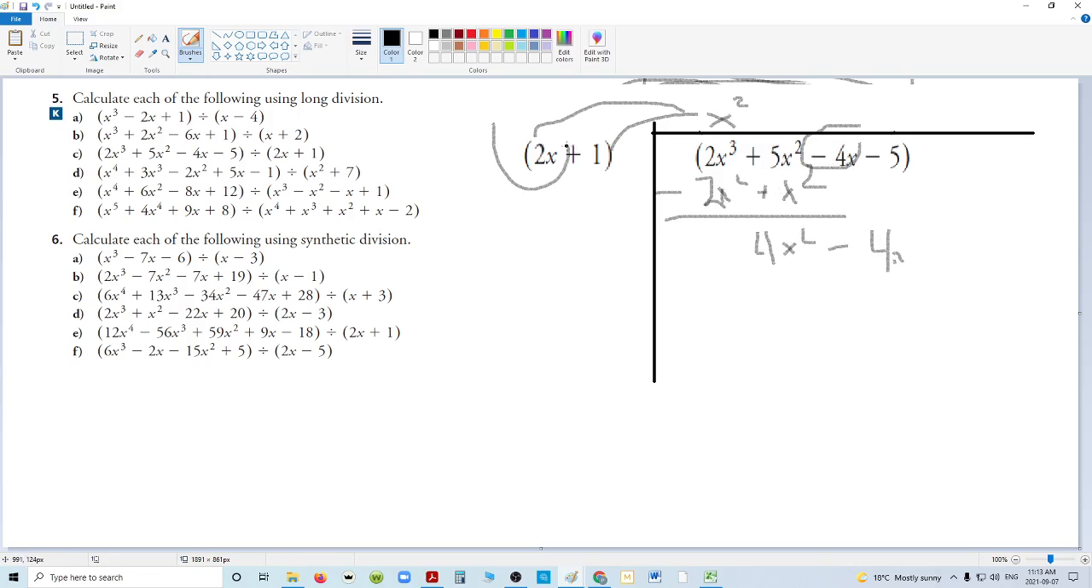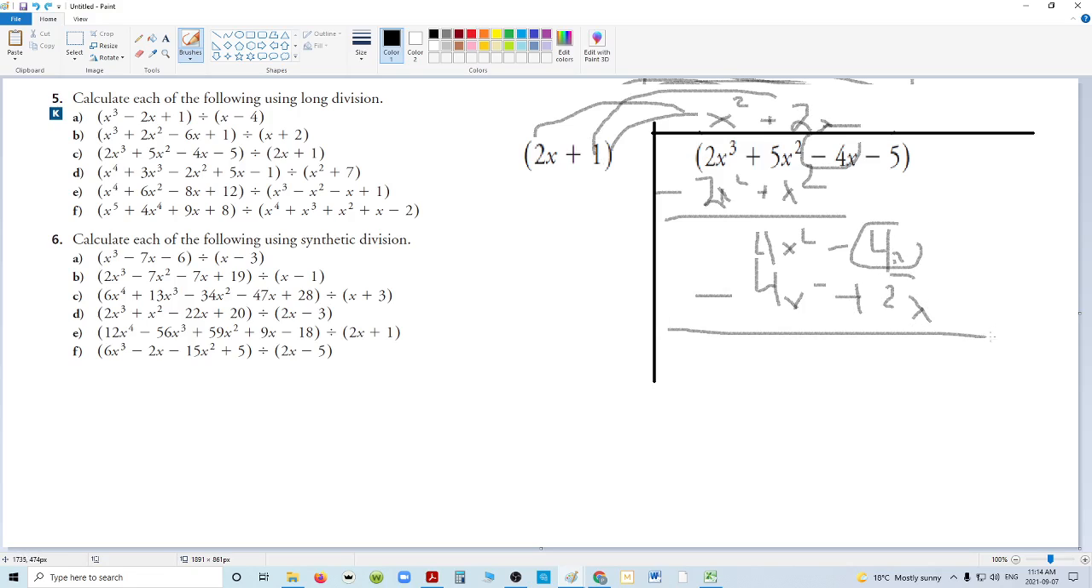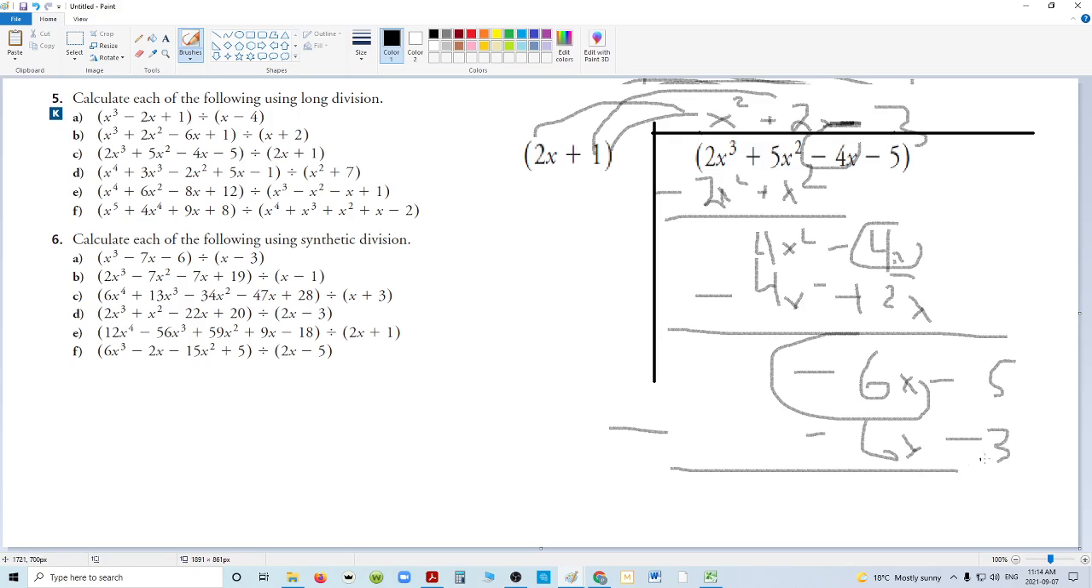To get 2x into 4x squared, I have to multiply by positive 2x. When I expand that, I get 4x squared here. When I expand here, I get plus 2x here. When I subtract it now, this becomes minus 4x minus 2x, becomes minus 6x. And when I bring down my last number, it's minus 5. To get a minus 6x from 2x, I have to multiply by minus 3. I get minus 6x, and the last one I get minus 3. And when I subtract it, this becomes plus 3, and I'm left with a remainder of minus 2.